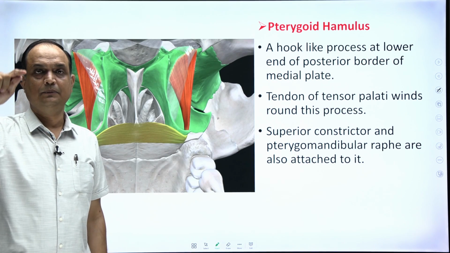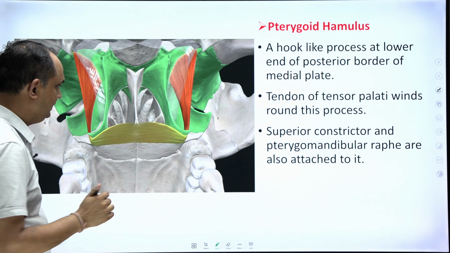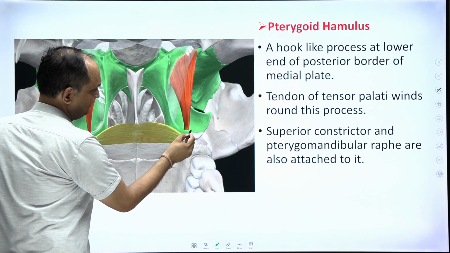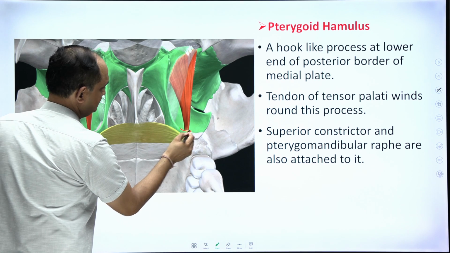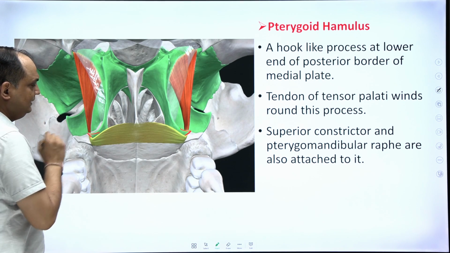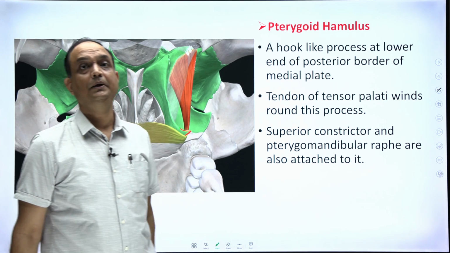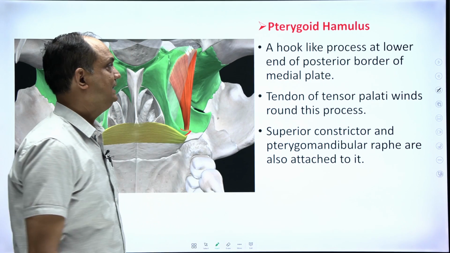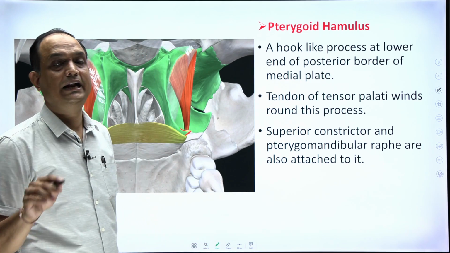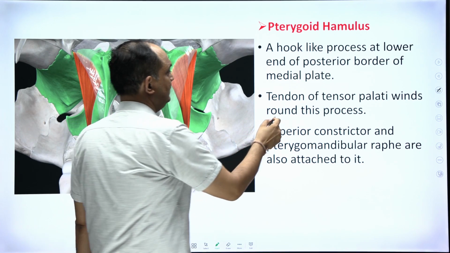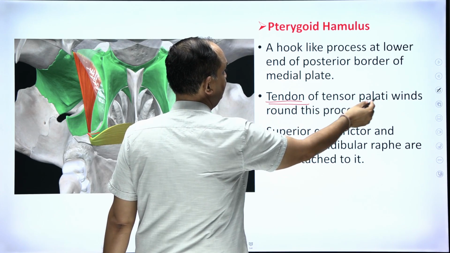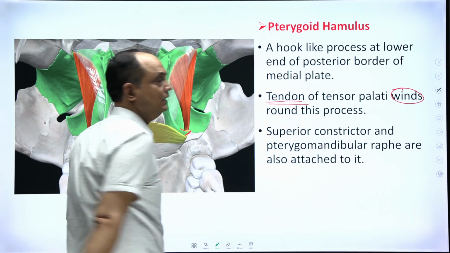Now when we track the posterior border, there is a tip. Now this tip which is visible here is known as hamulus. This is a tip on both sides. This tip has a very important role, and that is in changing the direction of the tendon of tensor veli palati. So here you can see that this tendon of tensor veli palati winds around this process.